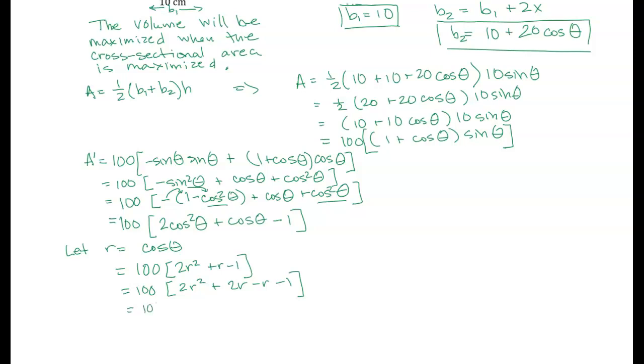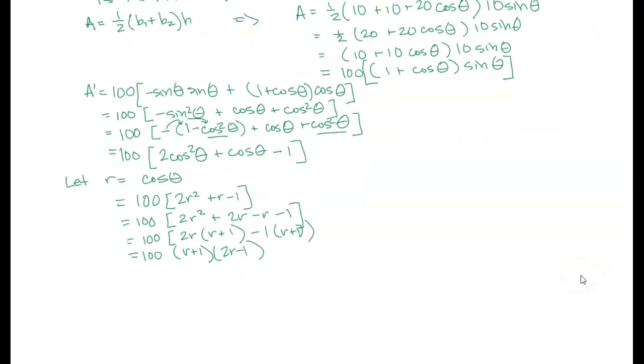All right, so let's keep going. So now I get 2r, that's r plus 1, and I can factor a -1 out of the last 2 terms, and I get r plus 1. And so I get 100 times r plus 1 times 2r minus 1. Now we factored it in terms of r, and this is the derivative still, right? To find the critical points, I've got to set it equal to 0. So I get r is equal to -1, or r is equal to 1/2. Now remember, r is cosine theta, so cosine theta equals -1, or cosine theta equals 1/2.